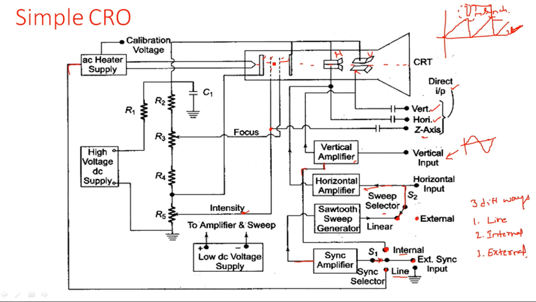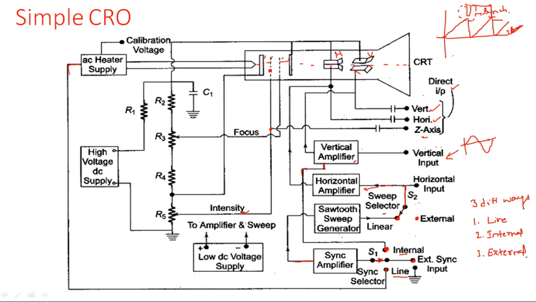Okay, those two are for increasing or decreasing the brightness and contrast of the CRO beam. Those are also controlled by this voltage divider network. On the right side part, everything I have explained. Coming to the left side part, there are two different voltages: one is high voltage DC supply and the other is low voltage DC supply.